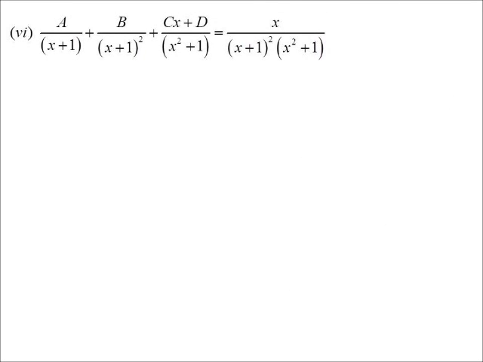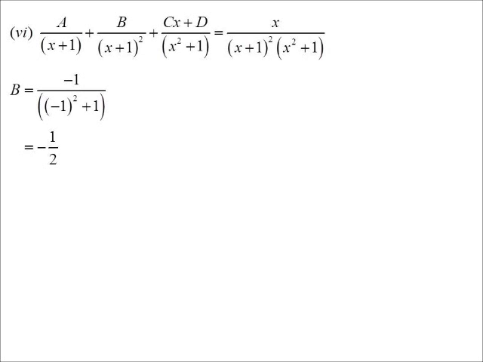Ooh, what about this one then? So I've got x plus 1 and x plus 1 squared. Oh, and I've got x squared plus 1 as well. Ooh. Well, I can work out the b. The b is going to be the easy one in this one, isn't it? So b is minus a half. Okay.